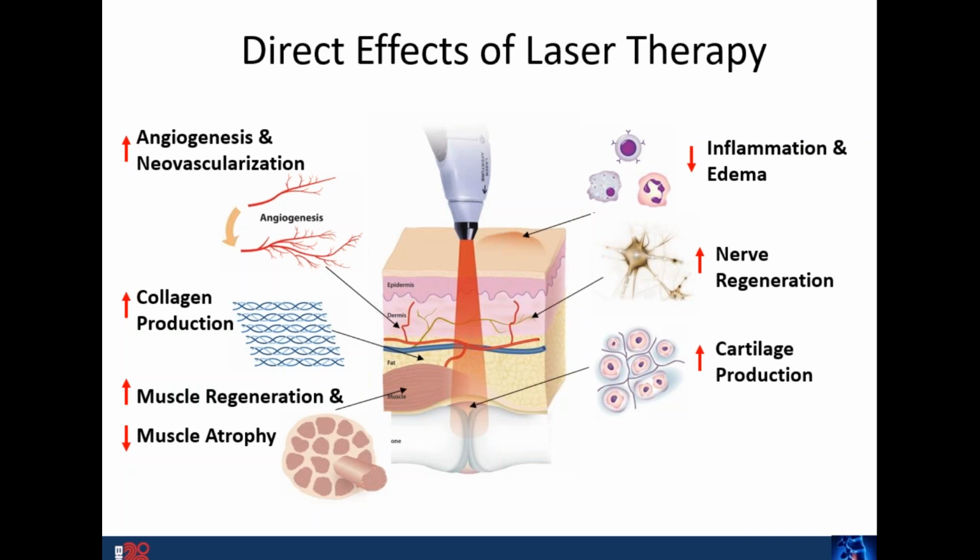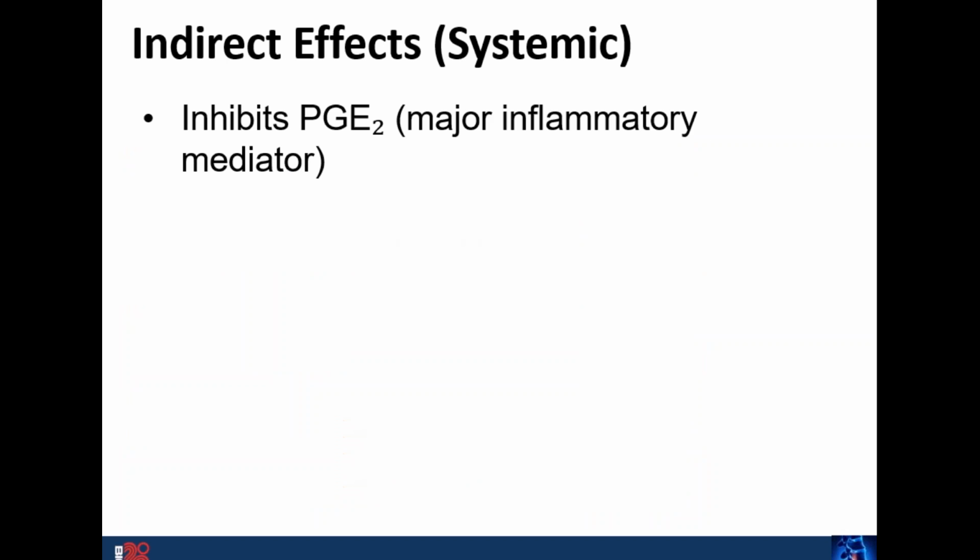And of course, cartilage production, if cartilage is damaged in and around the disc, like the end plates, that may be helpful as well. And bone formation, if there's any damage to the bone secondary to the herniation. So in a nutshell, photobiomodulation will help with all these different aspects of the healing of a disc herniation. Indirectly, that is, systemic effects.